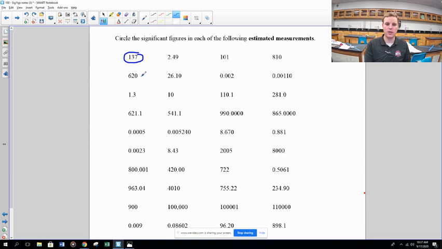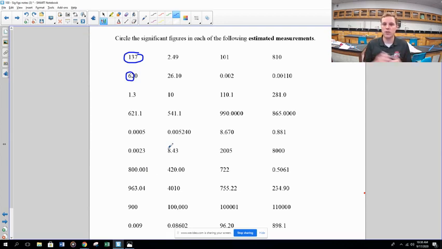But when you start getting to zeros in values and measurements, that's when you have to diagnose a little more thoroughly. So this first one that has a 0, 620, the first thing I need to ask myself is, what kind of 0 is that? It's a 0 with no non-zeros after it, so it's trailing. It's at the end of the number. Then I ask myself, when do trailing zeros count as significant? When there's a decimal. I don't see a decimal, so this trailing 0 is not significant. So I'm going to circle just the 6 and the 2. And you go on like that as you go through this worksheet.